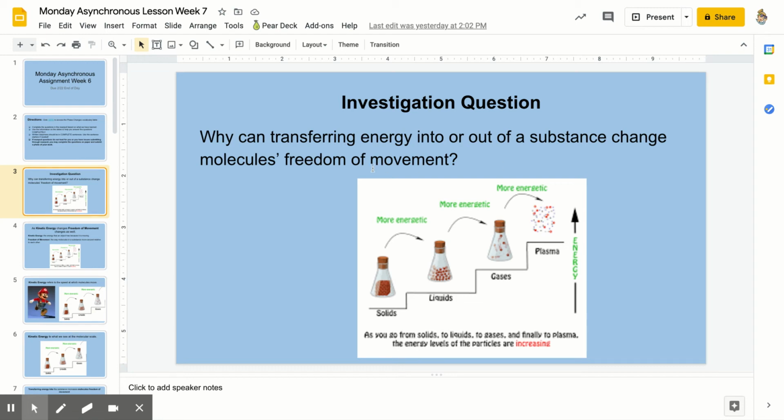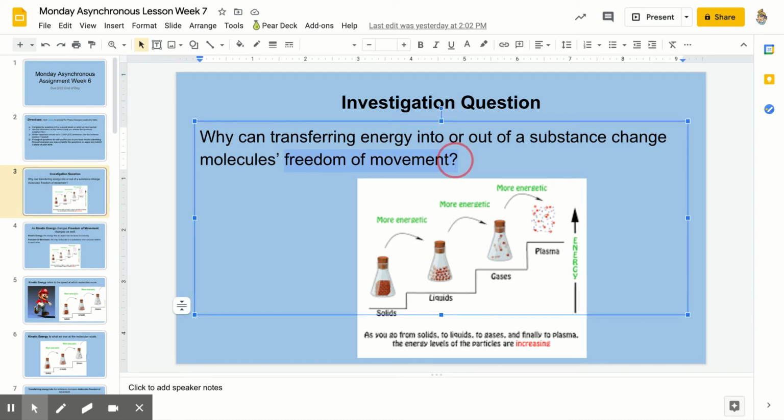All right, hello everyone. So, for this week's Monday assignment, we're going to continue on with our investigation of why transferring energy into or out of a substance changes the molecule's freedom of movement. Remember, this idea of freedom of movement is referring to how much molecules can move in a space. So, how much are they able to move around? As we see these different phases, we want to notice that their freedom of movement looks a little bit different depending on the amount of energy in each of the phases.